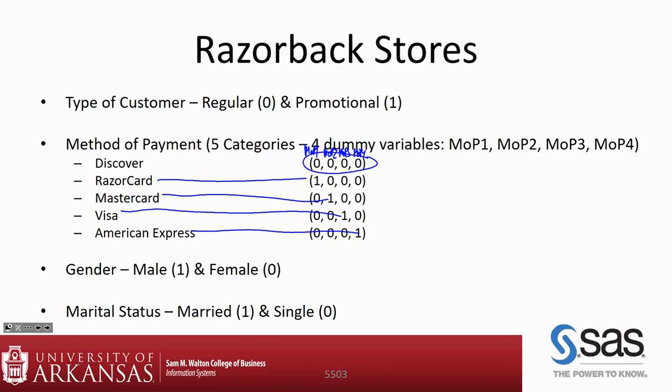So when I have my equation at the end, I'm going to talk about the slopes in relationship to the discover card. In relationship to all that 0, 0, 0. That's kind of like my control, if you want to think about it that way. So in this case, if I had to pick a control type of payment, which type of payment would you pick as a control?